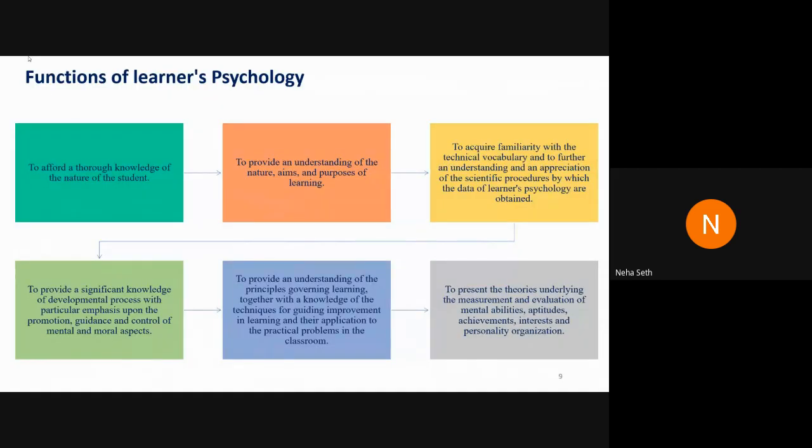Now, why is this learner psychology required? What are the different functions of learner psychology? It is to afford a thorough knowledge of the nature of the student. So we need to understand the nature of the students before we begin with our teaching. It is also required to provide an understanding of the nature, aims, and purpose of learning. So it is not just that I'm going and throwing what I have learned at my class. I need to understand the nature of the subject, the aim, why I'm teaching this, the purpose of learning, why the students are ready to learn that particular subject.